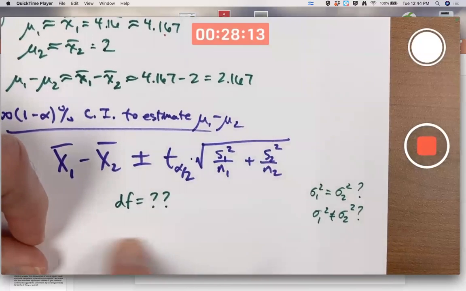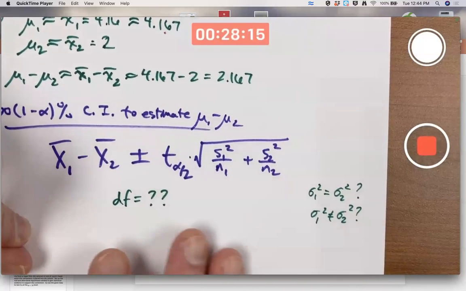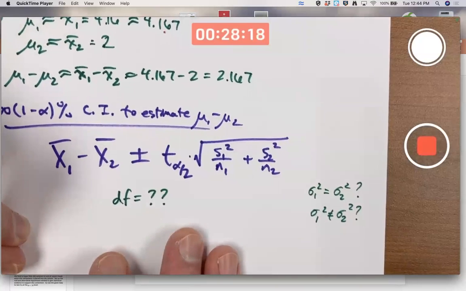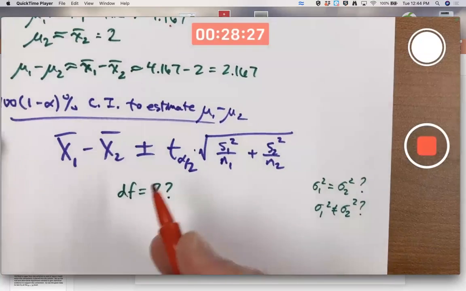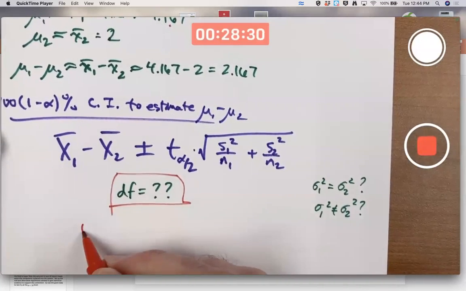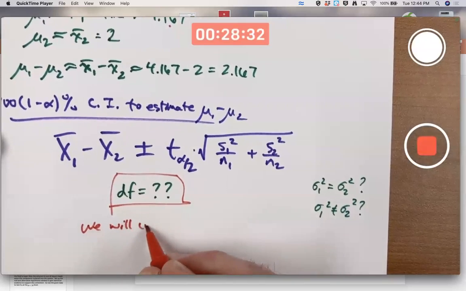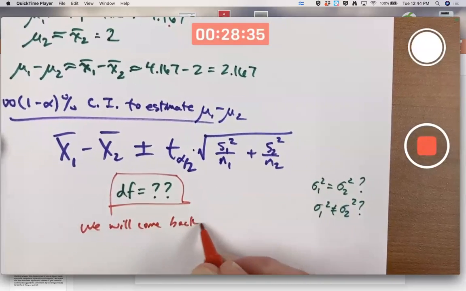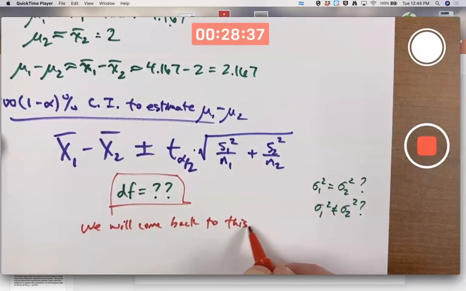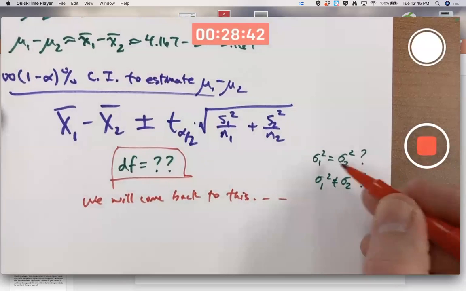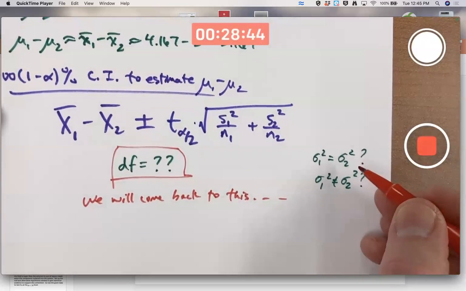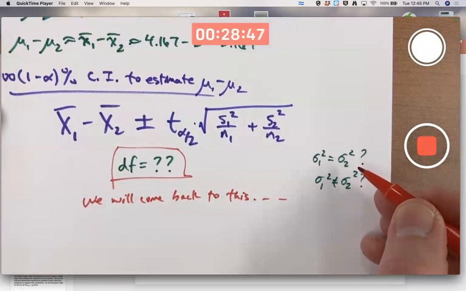So I think I will not finish this. I'm just going to leave this hanging at the moment. We're going to come back to it. Write a note to yourself: degrees of freedom is question mark, so we will come back to this. In this case, you also might wonder, how do you pool the variances? It's kind of a tricky thing, actually. It's trickier than with proportions.